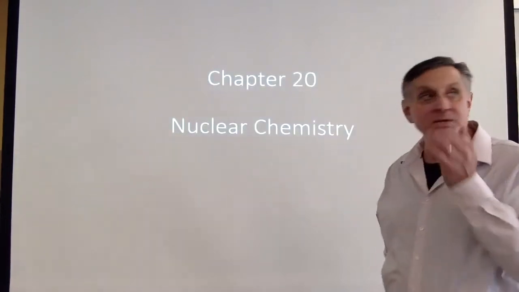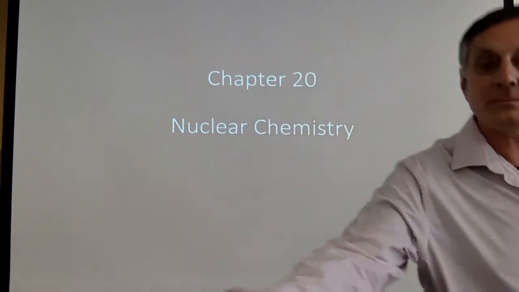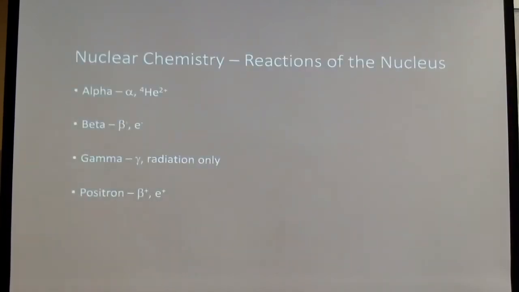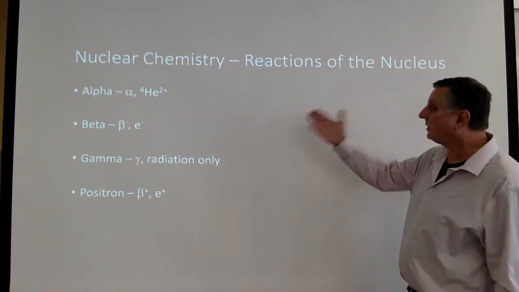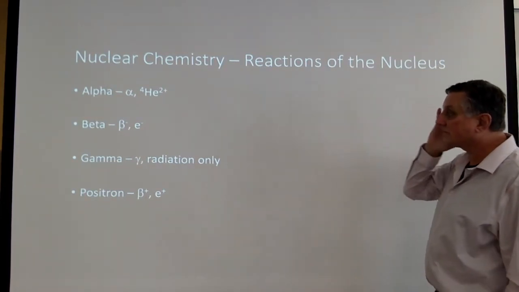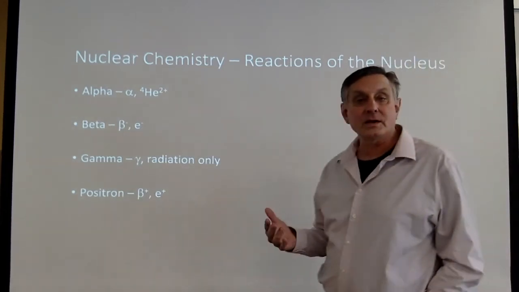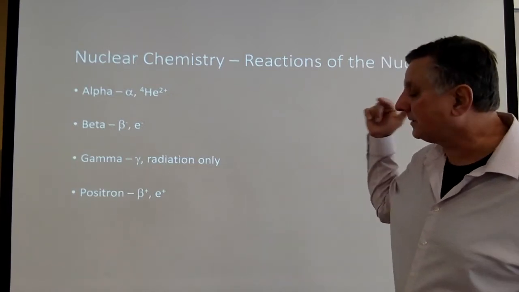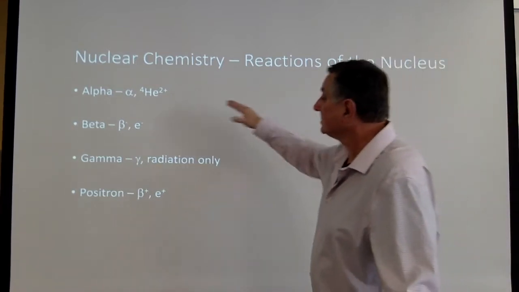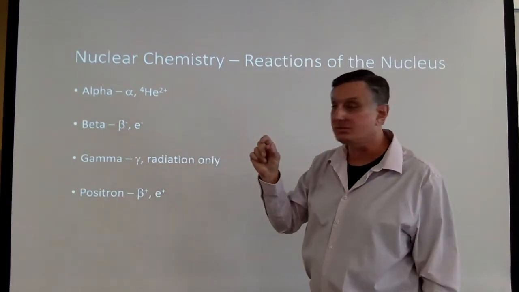So we're going to continue in chapter 20, nuclear chemistry. These are the 4 particles related to nuclear chemistry. There are a number of particles that they'll talk about in the book, in the manual, in ALEKS, and in the text. So the alpha particle, remember, it's a chunk that contains 2 protons and 2 neutrons.